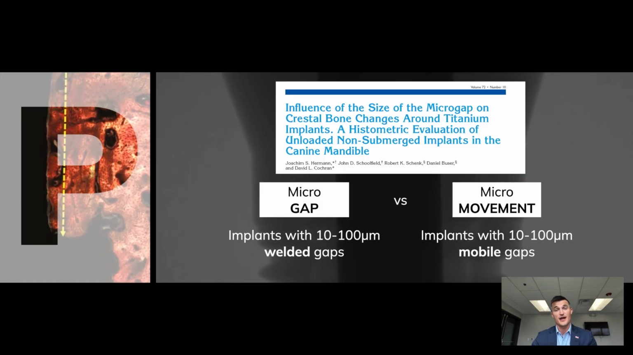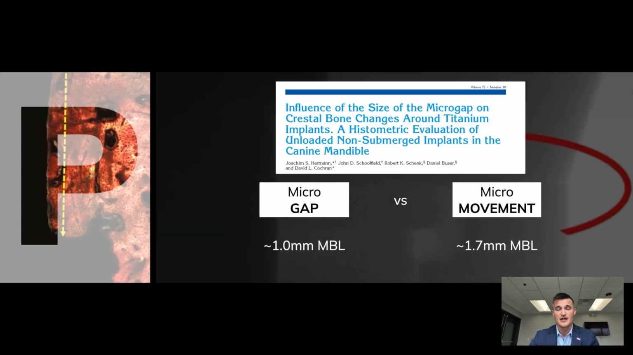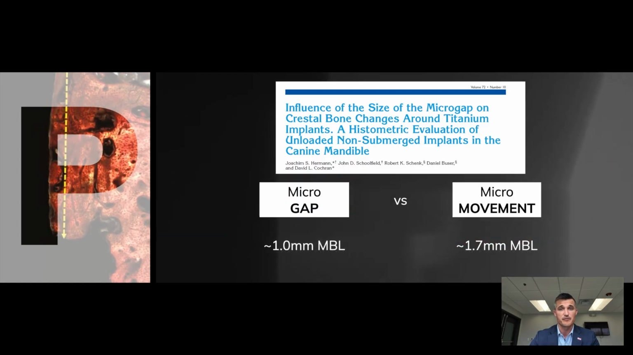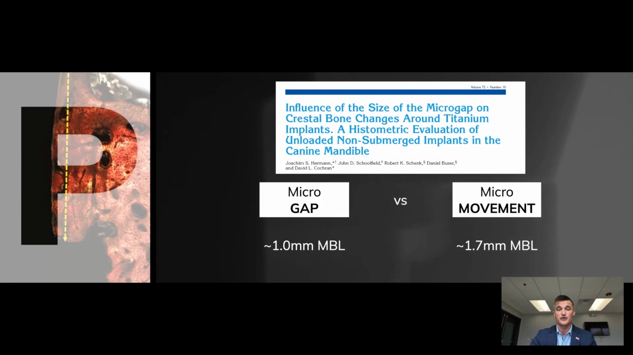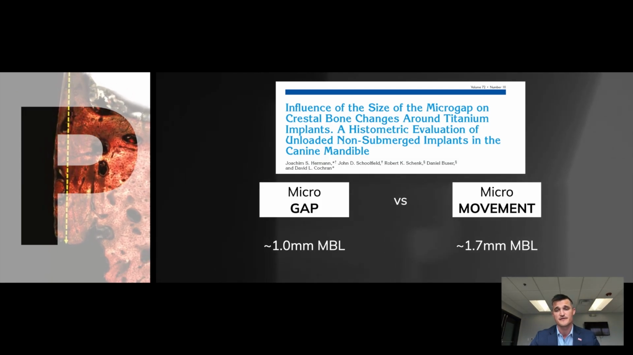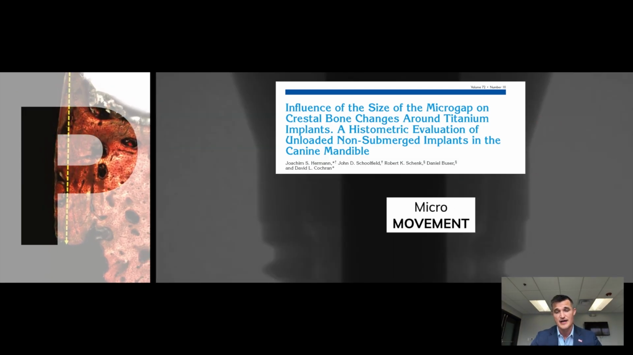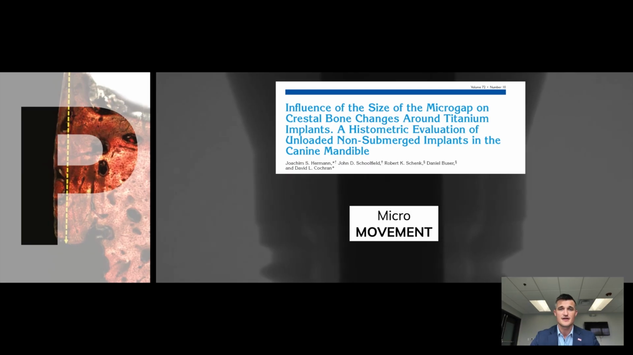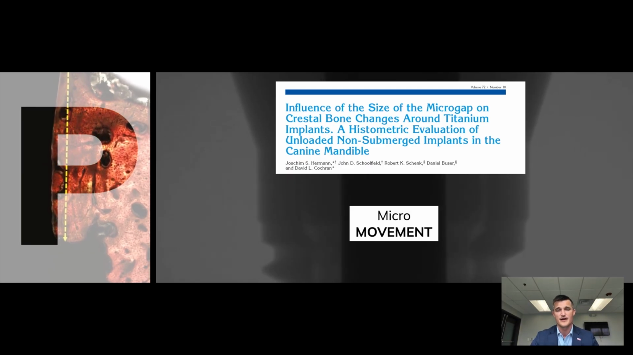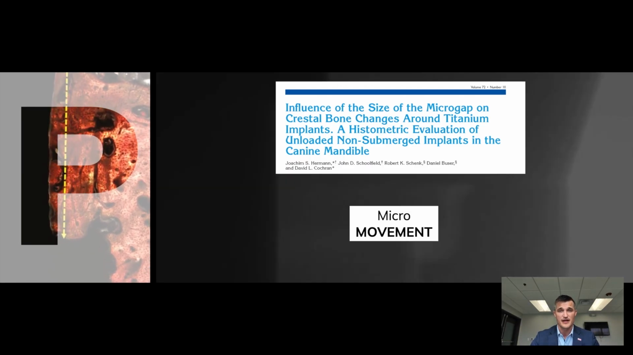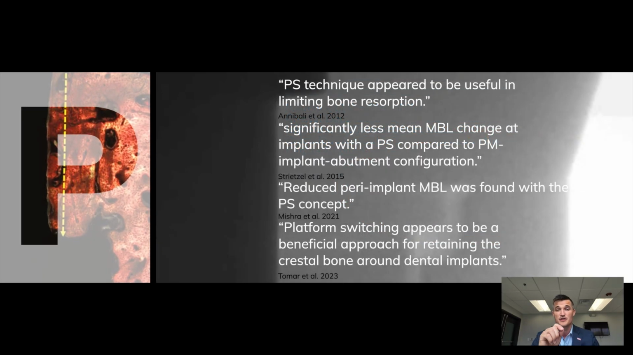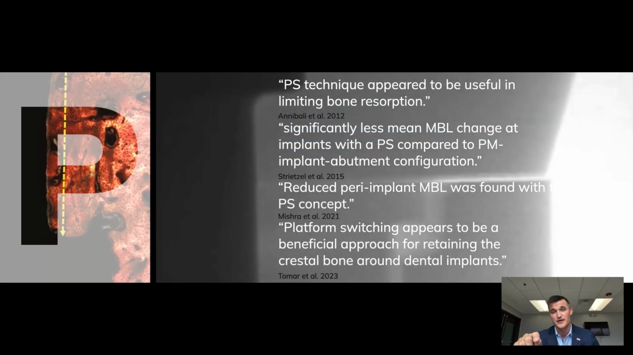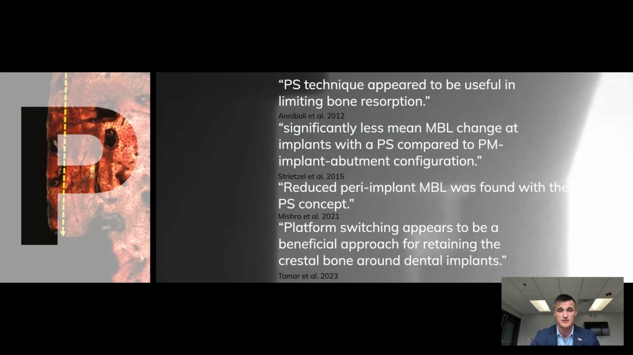In the other group, we have that micro gap, but we have micro movement also. And they looked to see what was the difference in marginal bone loss in these two groups. Found that the micro gap group had only 1 millimeter of bone loss versus almost 2 millimeters in the micro movement group. And many studies have reiterated now that micro movement is to blame for this marginal bone loss. That's important to note for one of our future letters in the PROS concepts. That's why I went through that.